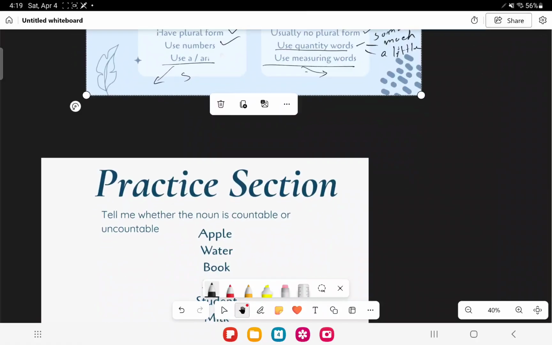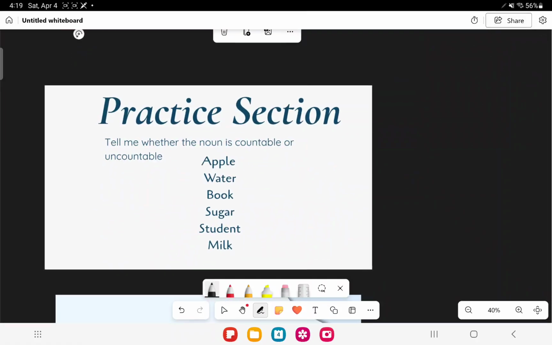Okay, good. Now let's do a practice section. Tell me whether the noun is countable or uncountable. Apple, is it countable or uncountable? Countable. Water, is it countable or uncountable? Uncountable. Now do the rest of it by yourself and comment it.